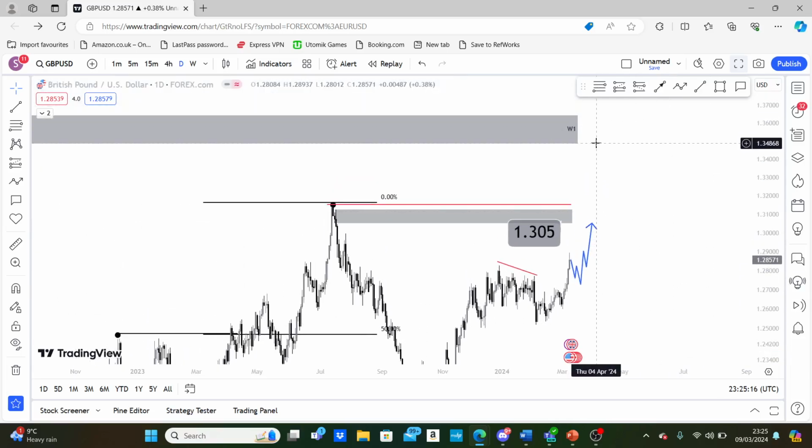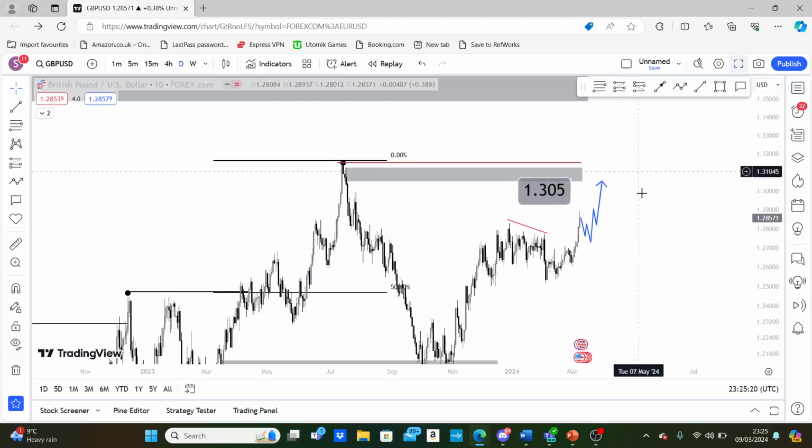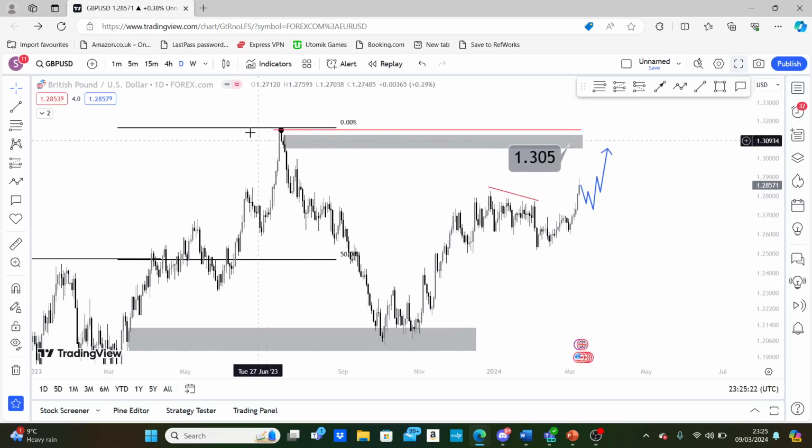weekly zone discussed previously at 1.349, right? 1.349 roughly, okay? So this is how I'm looking at the GBP USD.